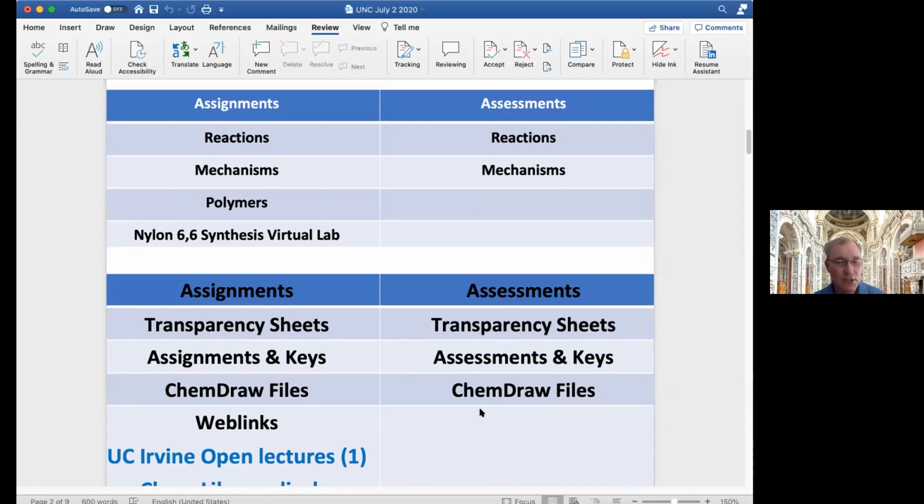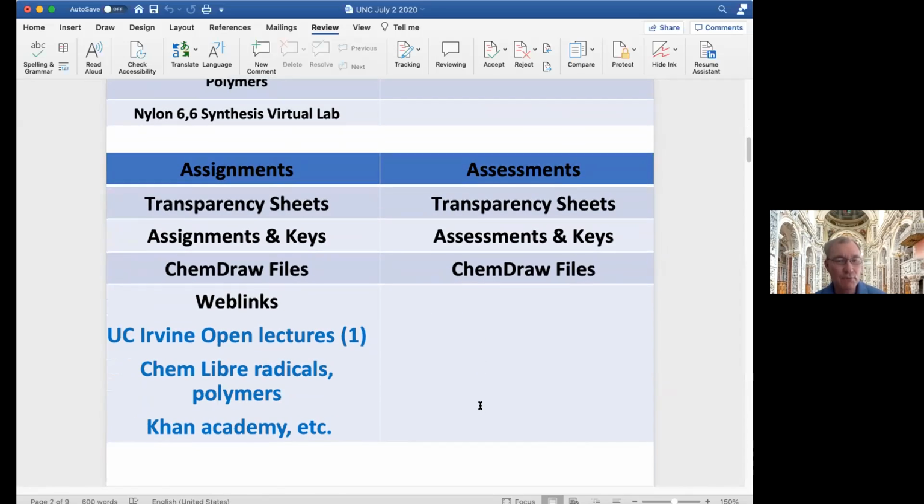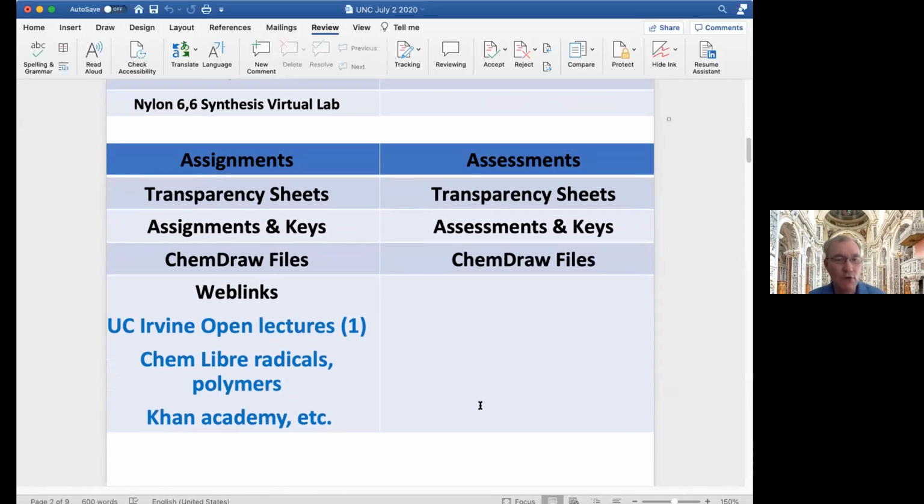And so what else is included in this particular module? For all the assignments and the assessments, we have transparency sheets, keys, and also included are the ChemDraw files, the source files, if you want to manipulate those to write your own questions, or if you find a mistake by chance, which could happen, and then you could modify that.